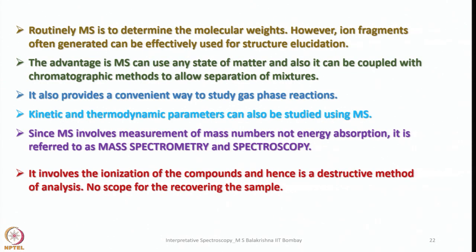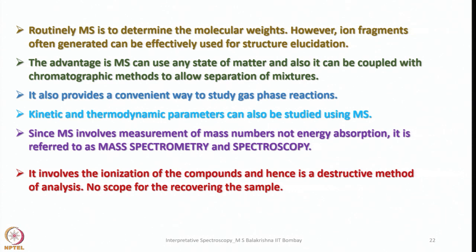Mass spectrometry involves the ionization of compounds. In spectroscopy, the sample identity is retained while measuring and after measuring, whereas in this case it involves the ionization of the compound in order to understand how it ionizes, how fragments come out, and what the molecular weight is. You have to destroy the molecule here. So it is a destructive method of analysis, and there is no scope whatsoever for the recovery of the sample.